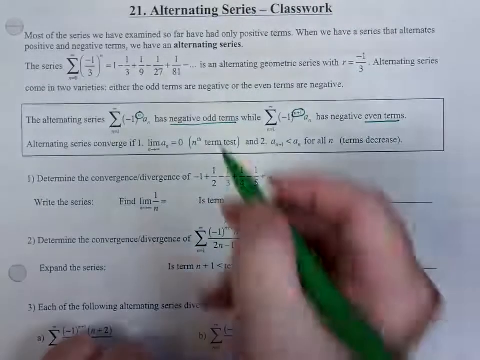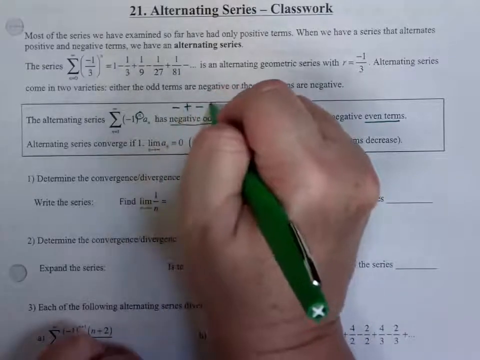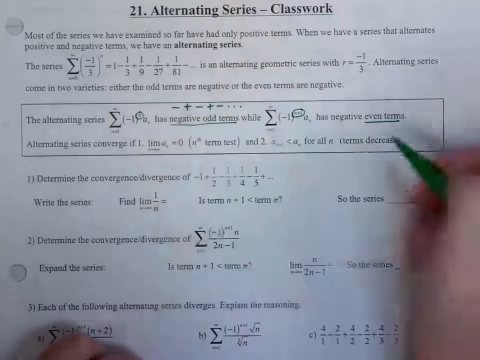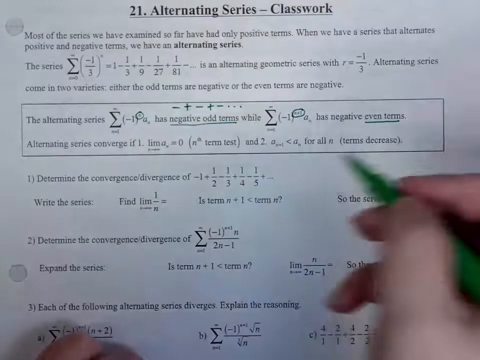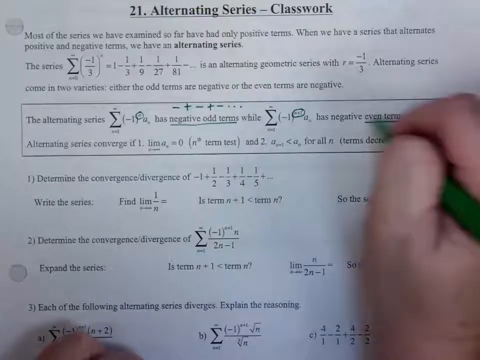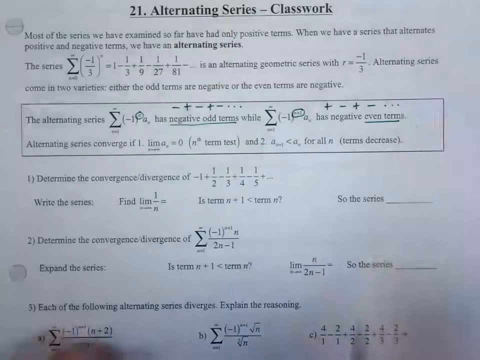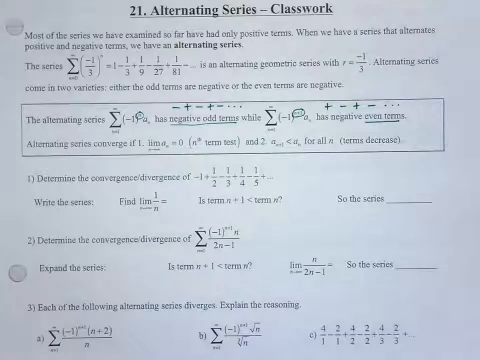So actually, I'm going to do this time. Negative odd terms means it starts negative, then goes positive, negative, and so on. Negative even terms means it starts positive, negative, and so on. That's what it means. And I think that will make it a little more user-friendly. So as you look at your sequences, you can say, oh, it's n plus 1, so it starts with a positive. Or, oh, it's an n, so it starts with a negative.